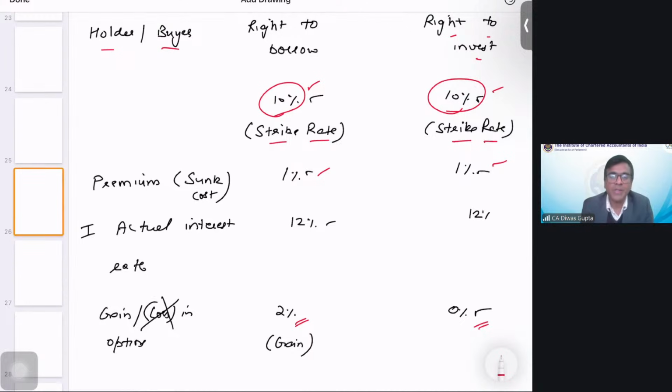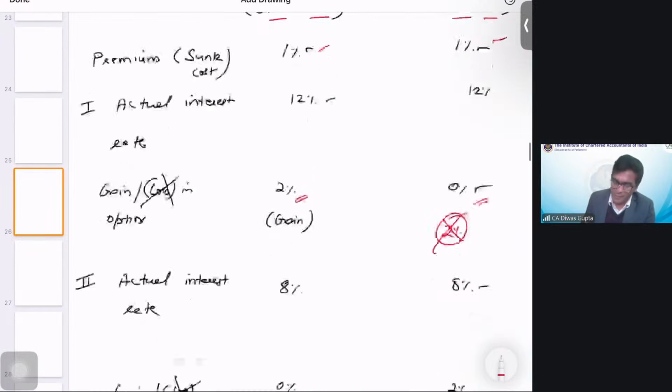However, if this were a situation of a forward rate agreement, then I agree, there would have been a 2% loss here. But since this is not a forward rate agreement, you have an option to invest through this option. Hence, there is no gain, no loss. The only thing is, whatever premium you have paid early becomes a loss.